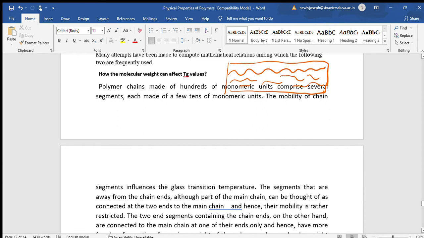These segments which are away from the polymeric chain end can be thought to be connected at the two ends. For example, if this is considered here, this is considered to be connected. So the intermediate segments have no freedom of motion.